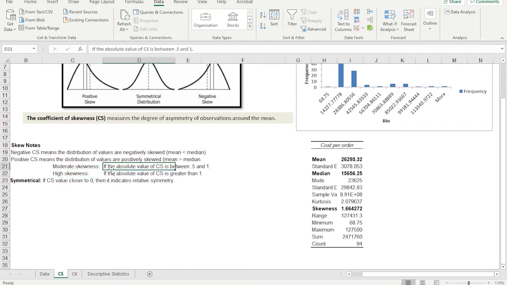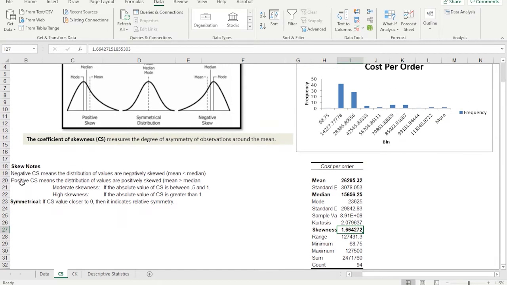Now, when I say if the absolute value of the coefficient of skewness is such and such, what I mean by absolute value is disregard the sign, whether it's positive or negative, and just focus on that number itself. And if it's between these two values, then you'll know if it's moderate or if it's high. It's possible that you might run a histogram on another type of data set and happen to have a negative skewness. So just disregard the sign and focus on the actual value, and you'll be able to determine if it's moderately skewed or highly skewed.